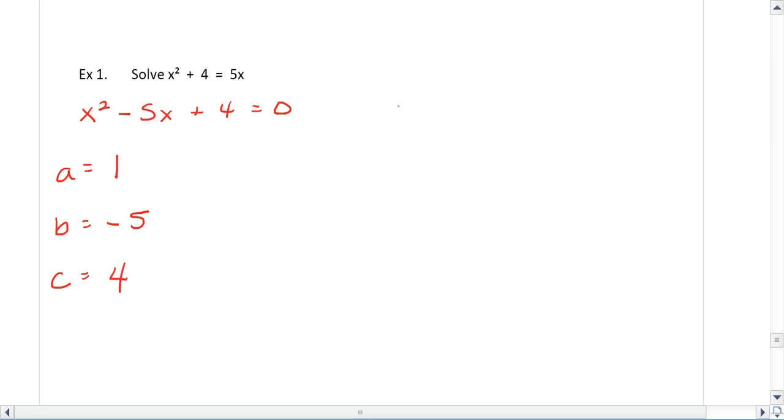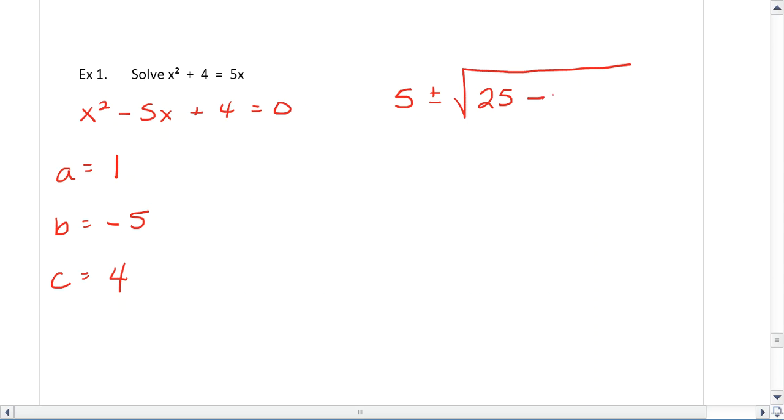So the formula says we have minus b. So I notice right away that we have a negative b. So minus a negative 5 would be a positive 5. And then we have plus or minus, and then under the square root we have b squared. I'm in the habit of going ahead and squaring the b right away, so I'm just going to write 25. And you'll notice that even though the b was negative, we squared negative 5 and got positive 25.